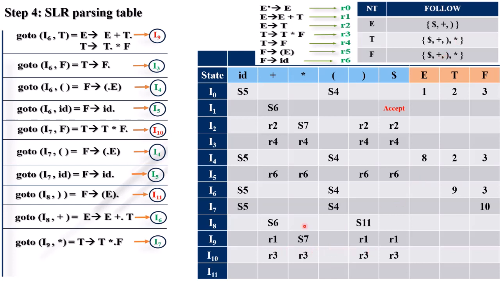Next. Here it is, I5 is already completed. New one is here. So F tends to, in the bracket E, we have to put reduction in I11 state. Okay, which number is this? F tends to bracket E is R5. We have to put R5 in I11 in the follow of F. What is the follow of F? Dollar, plus, closing bracket and star. We have to put R5.